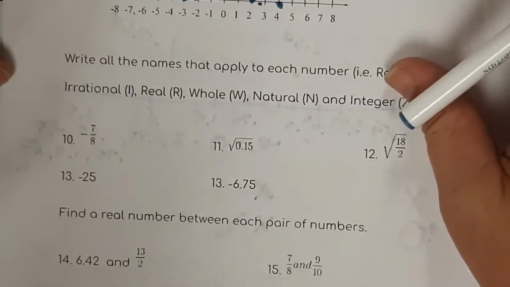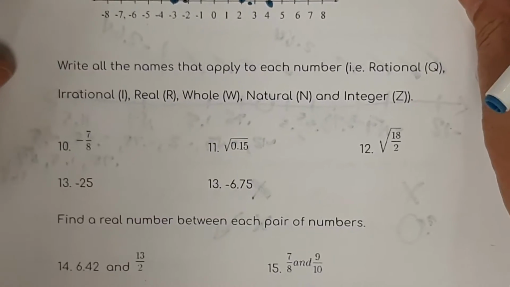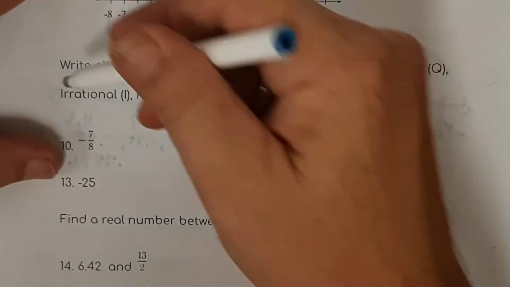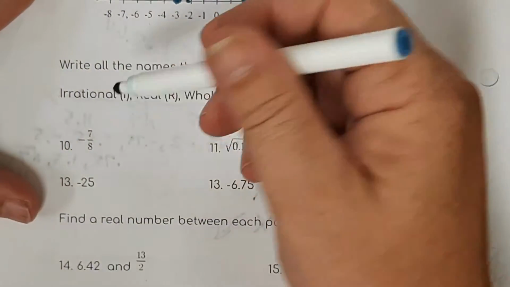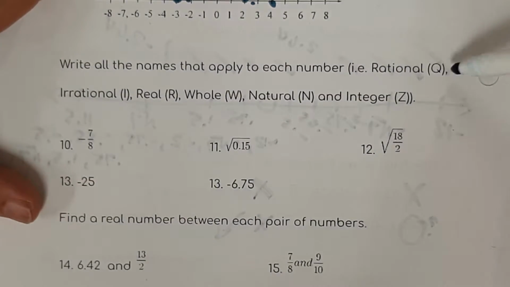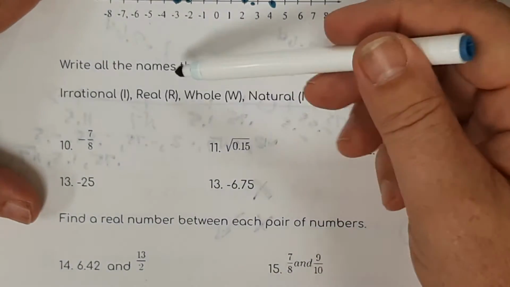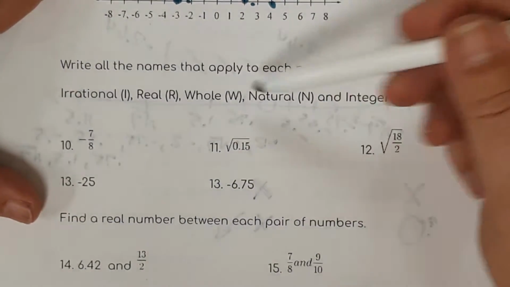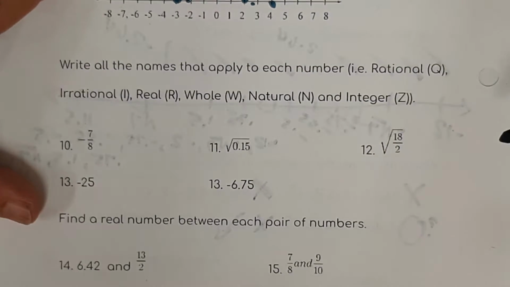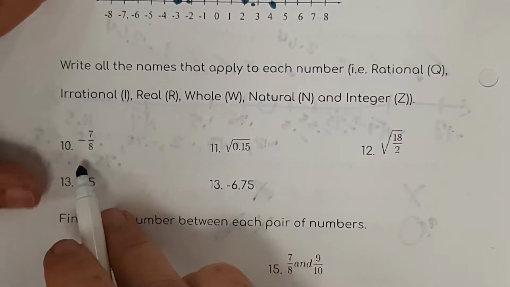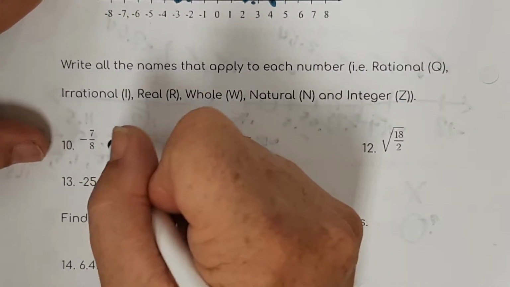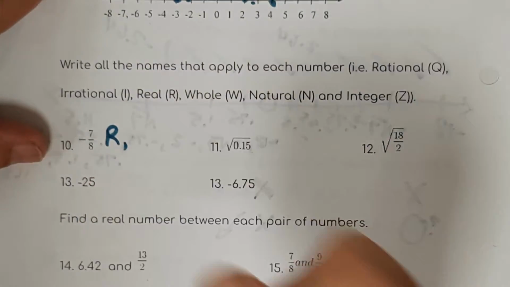Okay, on this next one, this is about those real numbers that we're talking about. So every time one of these fits, you got to write all the number sets. So we got rational as Q and irrational as I. All the real numbers are whole W, natural N, and our integer is Z. So 7/8, -7/8 is a real number.